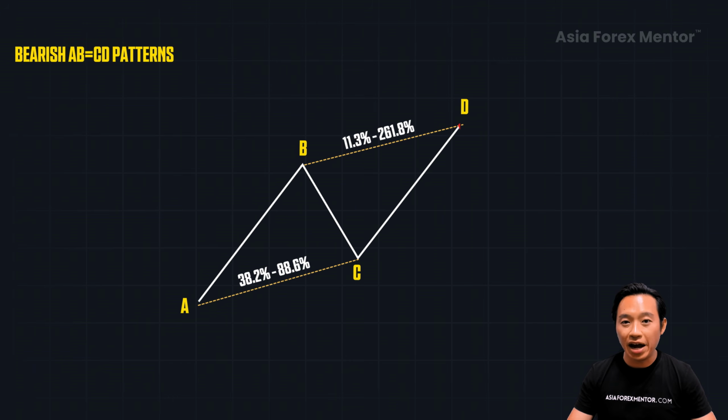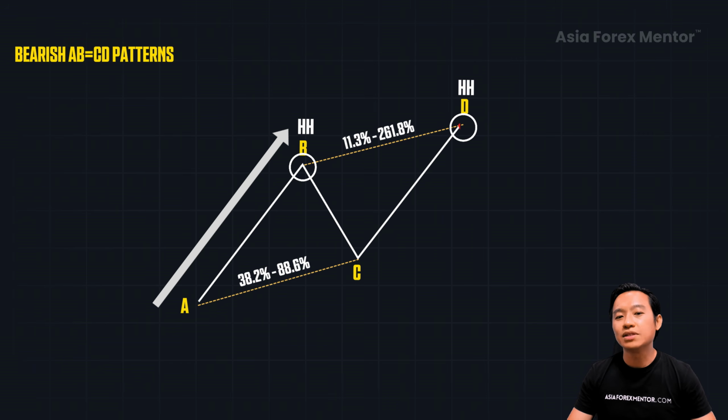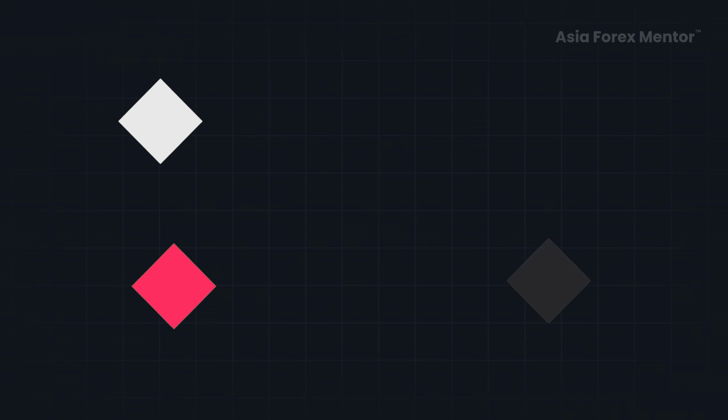Vice versa, for a bearish ABCD pattern, it's an uptrend, higher highs, until it forms these angles, all these ratios, before it drops downwards.